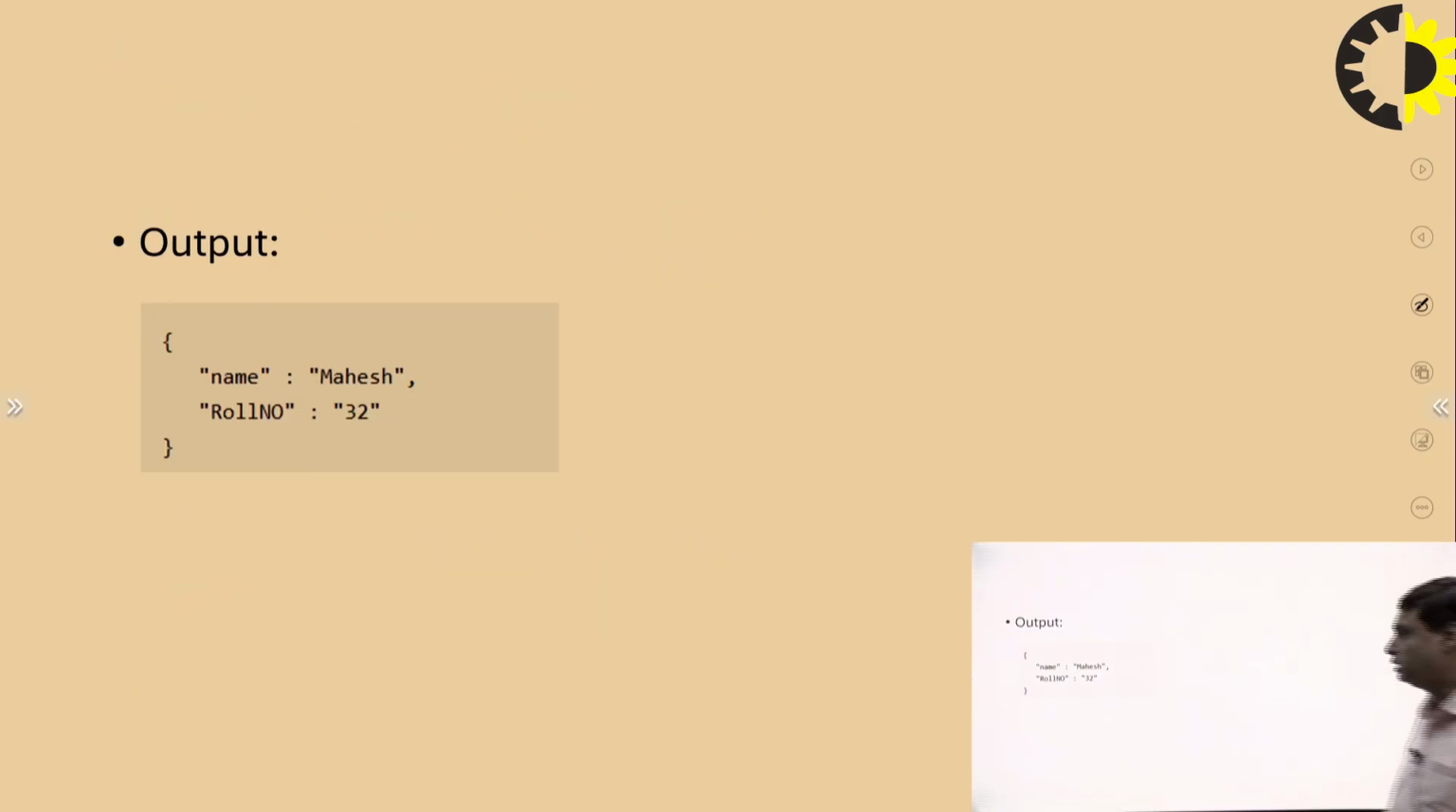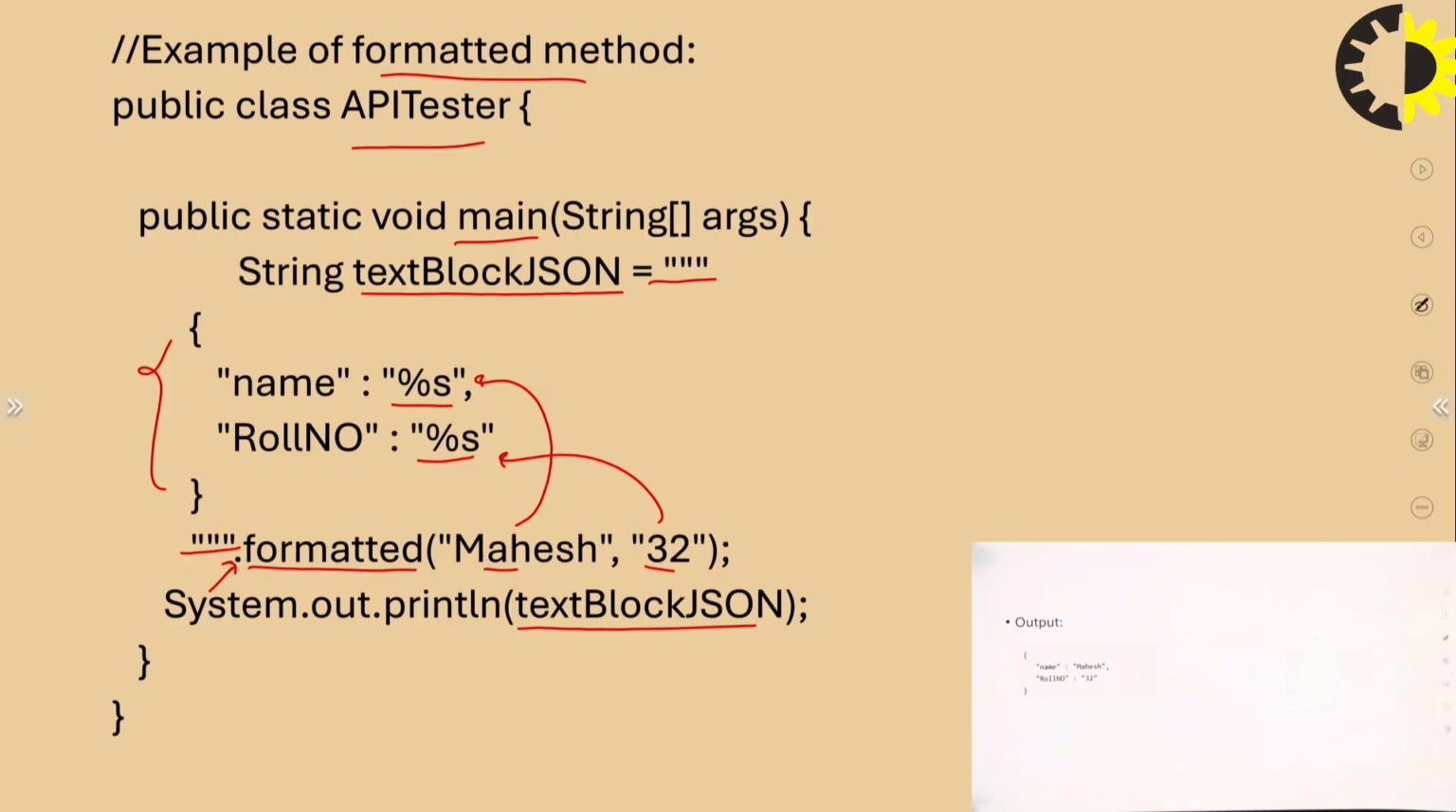This is the output, you can see here. Output is in the same format, there is no change. The way you have given, it will display as it is. It is only the power of text block.